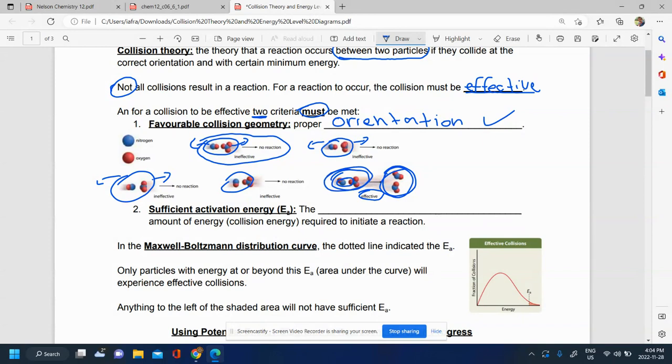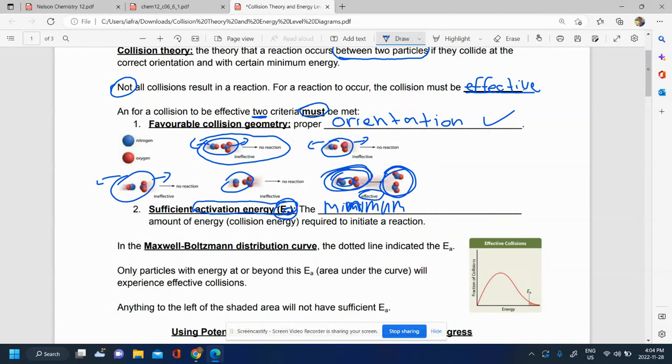Sometimes you can still have the favorable orientation, the proper orientation, and a reaction still not occur, and that's because you don't have enough energy there. Typically, reactions require what's called an activation energy. They need a little bit of a spark in order to happen. Activation energy is represented by E subscript a, and what it is is the minimum amount of energy required to initiate a reaction.